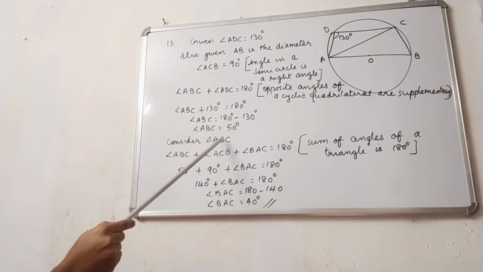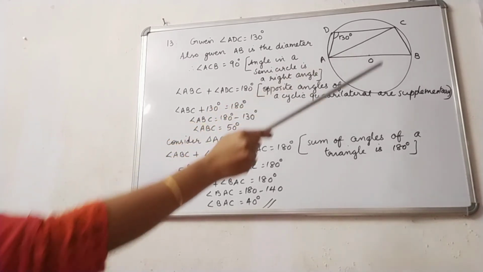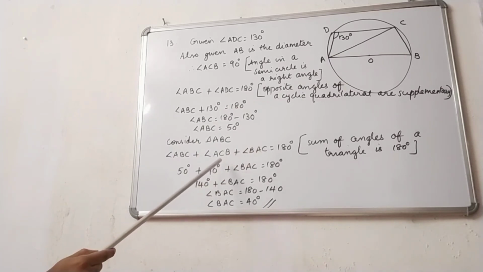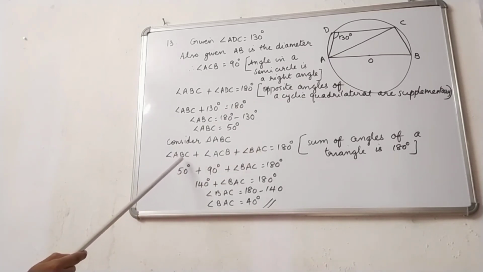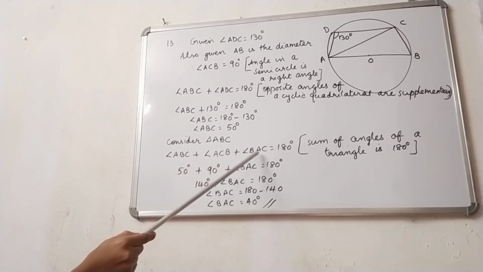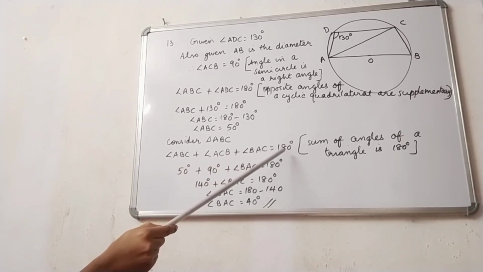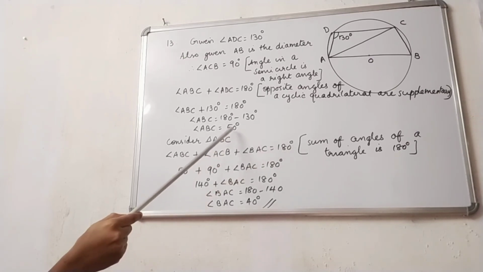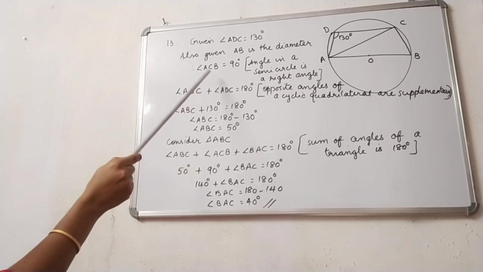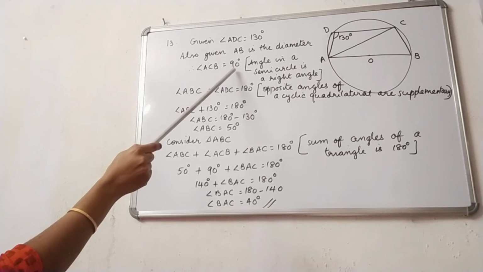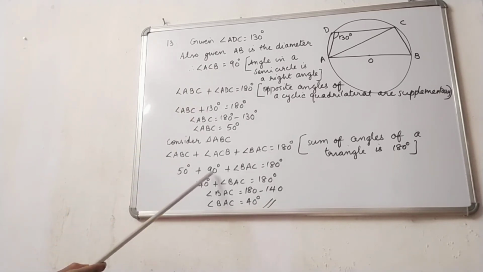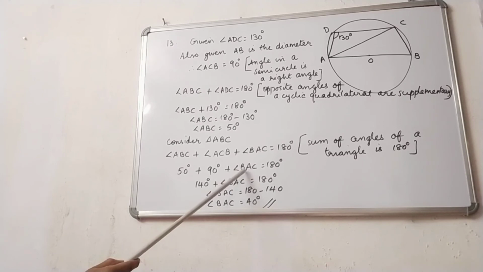Next consider triangle ABC. Sum of angles of a triangle is equal to 180 degree. So that is angle ABC plus angle ACB plus angle BAC is equal to 180 degree. From the first part we got ABC as 50 degree and already we proved angle ACB as 90 degree. So that too we want to substitute here. So we will get 50 plus 90 plus angle BAC is equal to 180 degree. Angle BAC we will get as 40 degree.